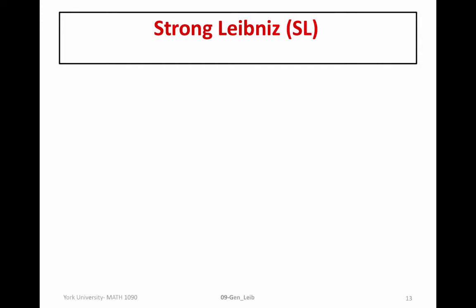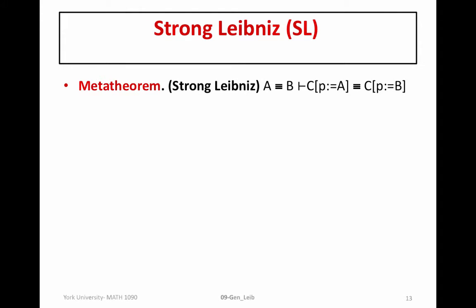So now let's look at what Strong Leibniz says. Strong Leibniz has A equivalent to B as a hypothesis. So from any hypothesis involving an equivalence, Strong Leibniz tells us that we can use conditional substitution to substitute each of these well-formed formulas into the same well-formed formula C, and we get an established equivalence here. So the key thing here is that A equivalent to B can now be a hypothesis, and the restriction here is that we need to use conditional substitution.